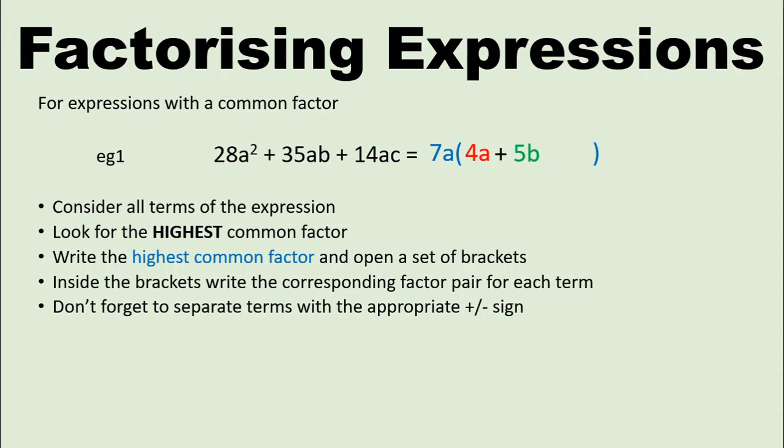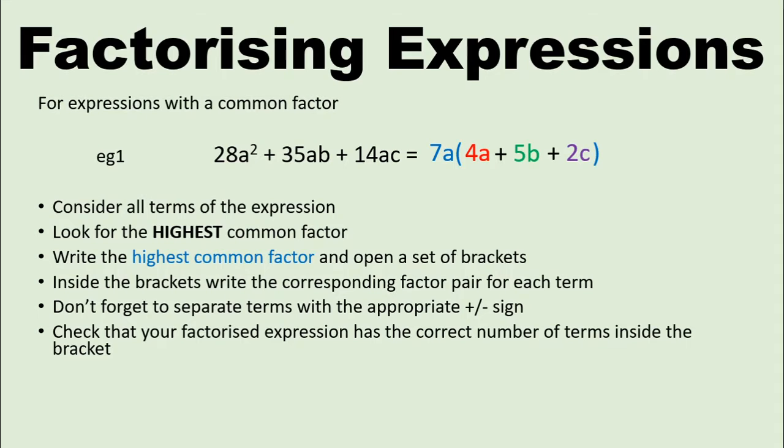Next, 14AC divided by positive 7A. A positive term divided by a positive will give me a positive value inside the bracket. So plus 14 divided by 7 is 2, and the A will cancel out with the other A, leaving me with just the C. So that's 2C. Now check your factorized expression.